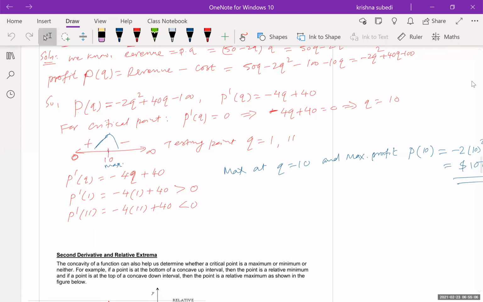So as we have seen earlier, to test whether the critical point is a minimum or maximum, what we did is we used the first derivative test.